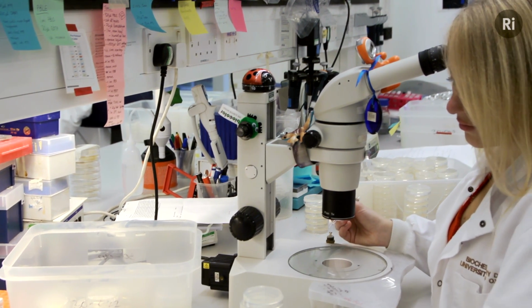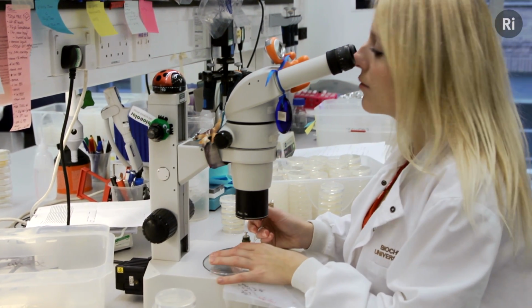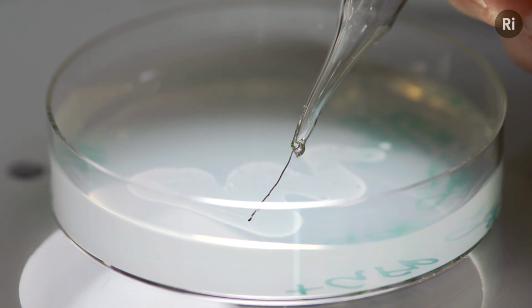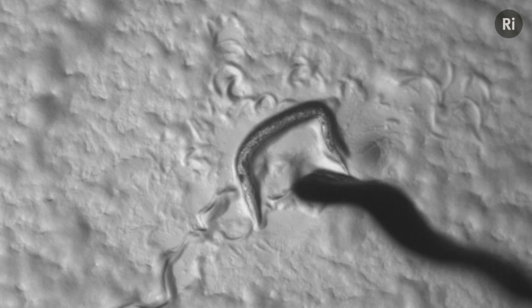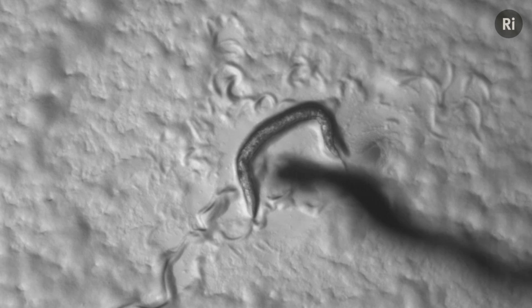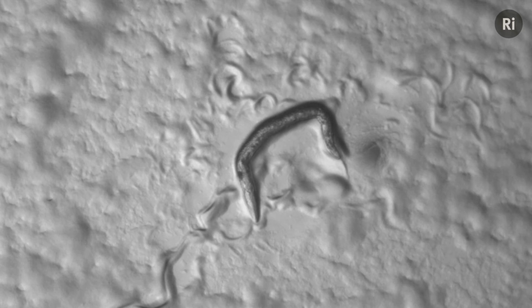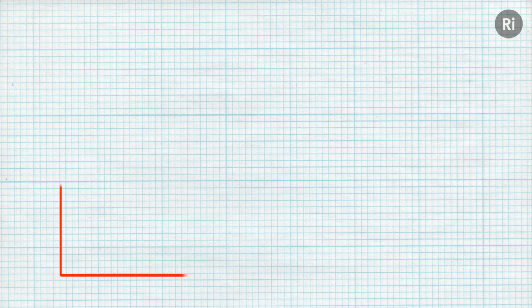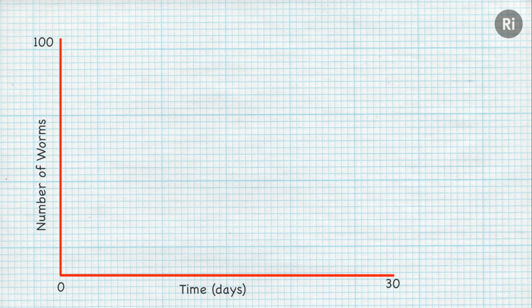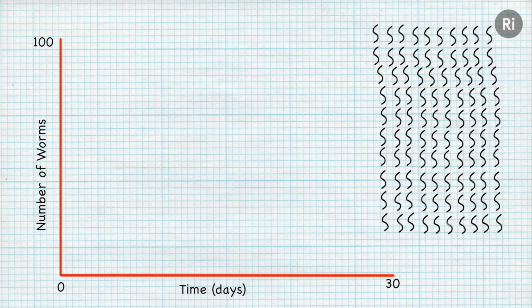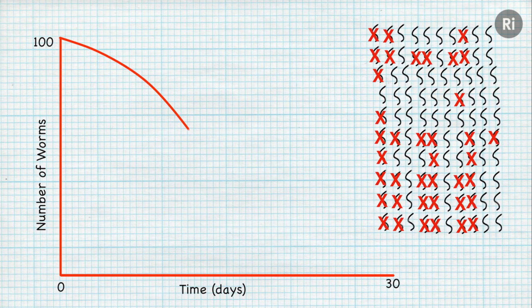So we need a way to assess whether they stop moving because they are dead or because they just don't want to move anymore. So what we do, we essentially poke them with a stick. In our case, it's a platinum wire. And if they respond, that means they're alive. If they don't, we count them as dead. So this way, we can draw a graph. If we start, let's say, with 100 worms alive at day 0, we have to check every single day how many worms have died.